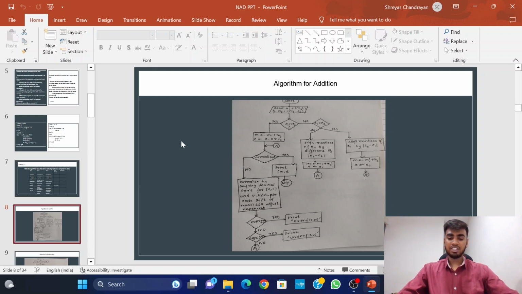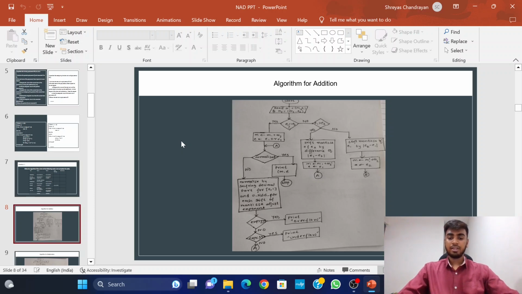If the equation is not normalized, then we will normalize by shifting the decimal part, and for each shift of mantissa adjust the exponent. If the value of exponent is greater than 999, then we will print overflow. If the value of exponent is less than 999, then we will print underflow, otherwise we will save the value at a.